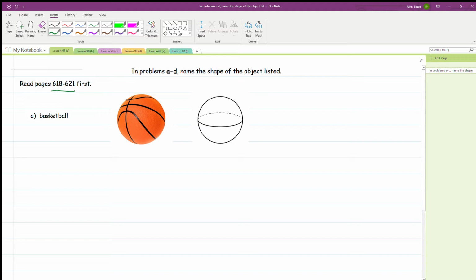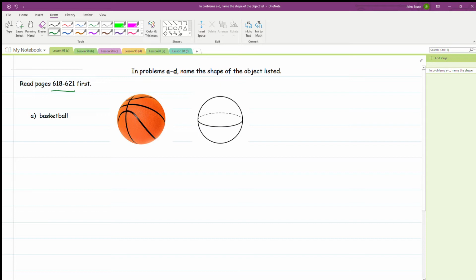If I go too fast, you're welcome to pause. In fact, today I recommend pausing before I give you the answer for each question. See if you can guess or identify the correct shape that we're looking at, in problems A through D.